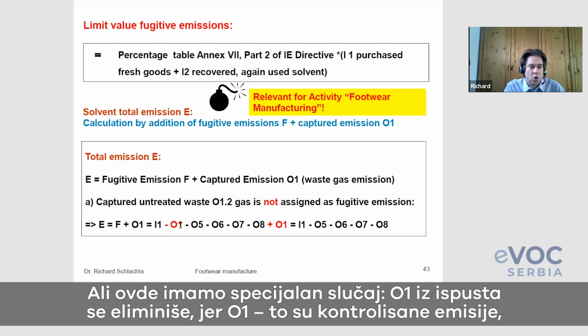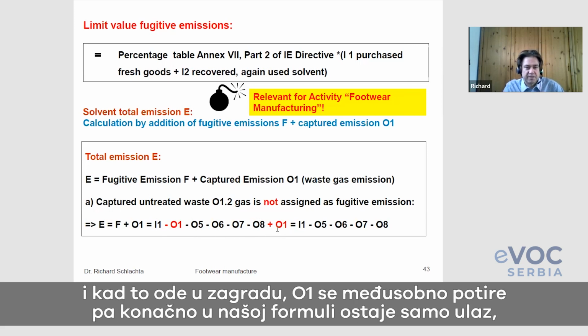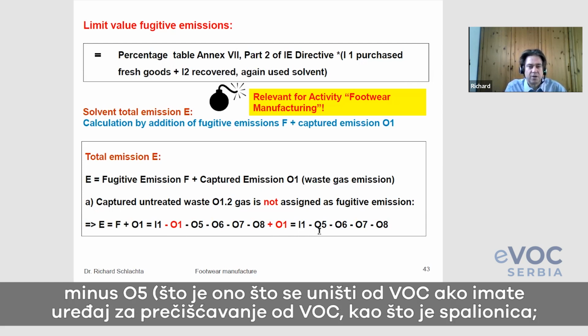that O1 from the stack will be eliminated, because you see O1, that is the captured emission here, but that part here, like here, if we make here a bracket, that is the calculation method for the fugitive emissions. So it is here eliminating O1. So finally, for our formula, we have only the input minus O5.